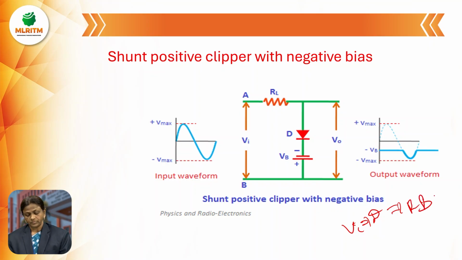Next, due to VB, the negative terminal is connected to the cathode of diode D. The cathode is nothing but negative. This is negative, this is also negative. So diode D is in forward bias.